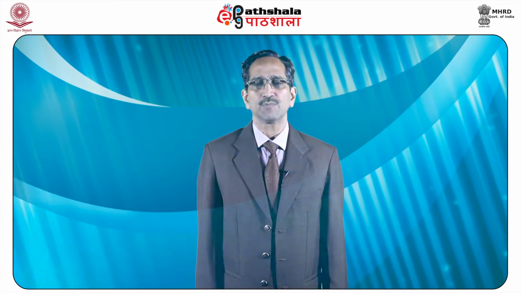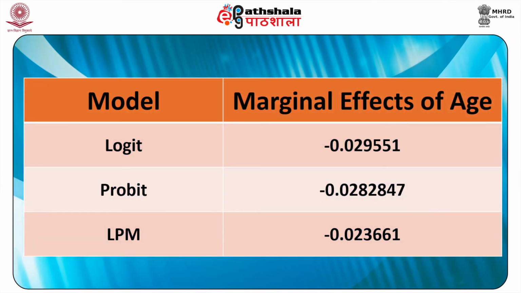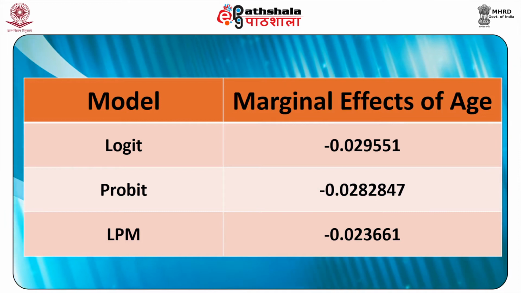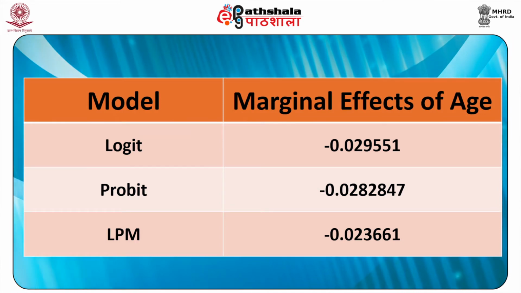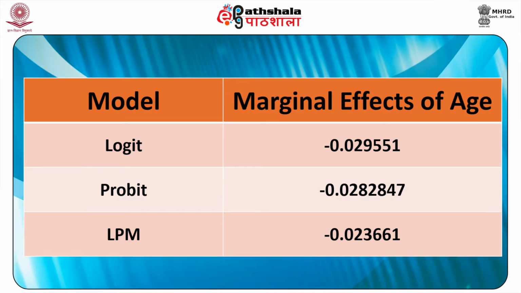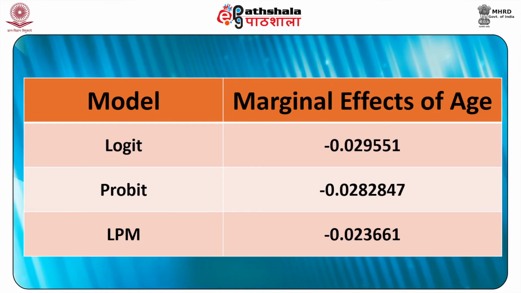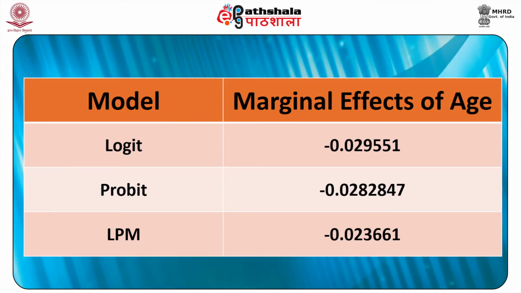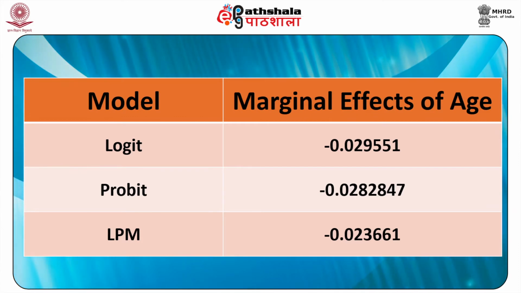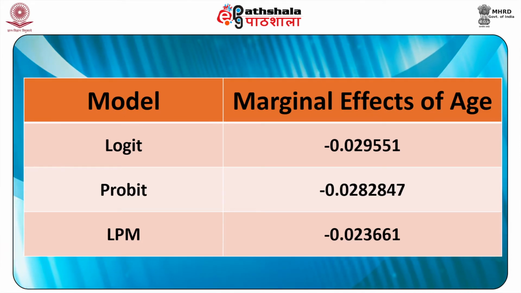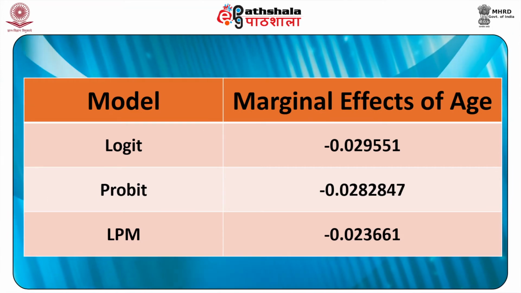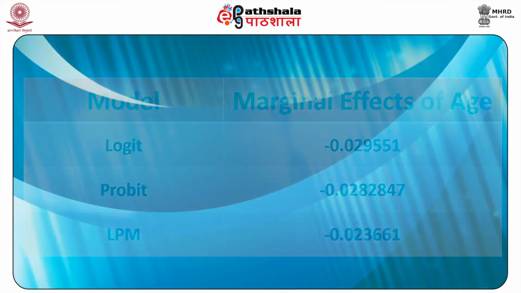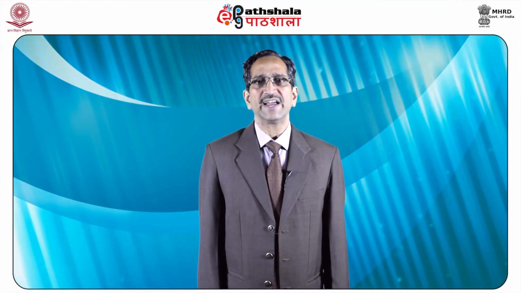So marginal effects for our example are given in our table 1, where we have the models as Logit, Probit, or linear probability models, and we have the marginal effects of age. And for our model, you can see these values are different. For Logit, it is minus 0.029551. For Probit model, it is minus 0.028847. And for linear probability model, it is minus 0.023661. Now, this table gives the marginal effects at means.